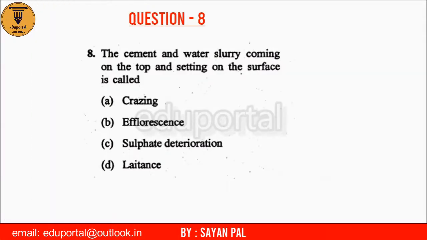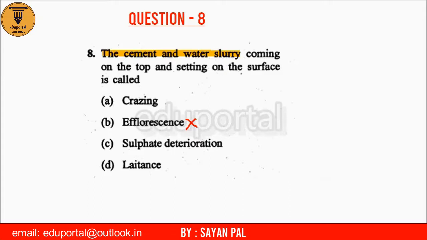So the question is: the cement and water slurry coming on the top and setting is called crazing, efflorescence, sulfate deterioration, or laitance. We know what efflorescence is. It is the white patch that can be seen on the surface of the brick, and it is due to alkalis present in the brick. When brick absorbs water, these alkalis become crystalline and come out of the surface as white patches. That is efflorescence. So this is surely not efflorescence.